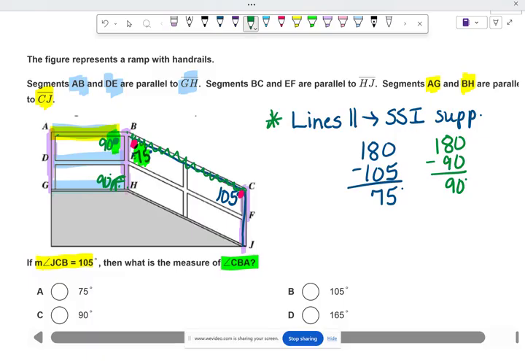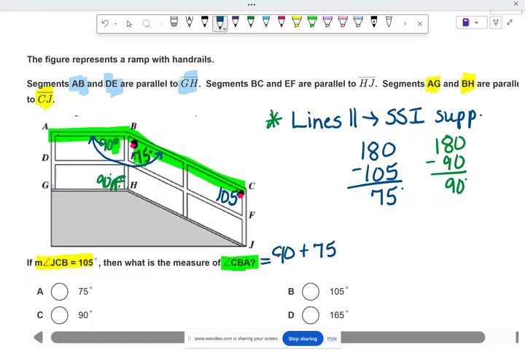Now remember our goal. Our goal was to find the measure of angle CBA. We now have the two measures that are at that vertex point. To find the measure of angle CBA, we add 90 plus 75, which would be 165 degrees. That would be answer choice D.